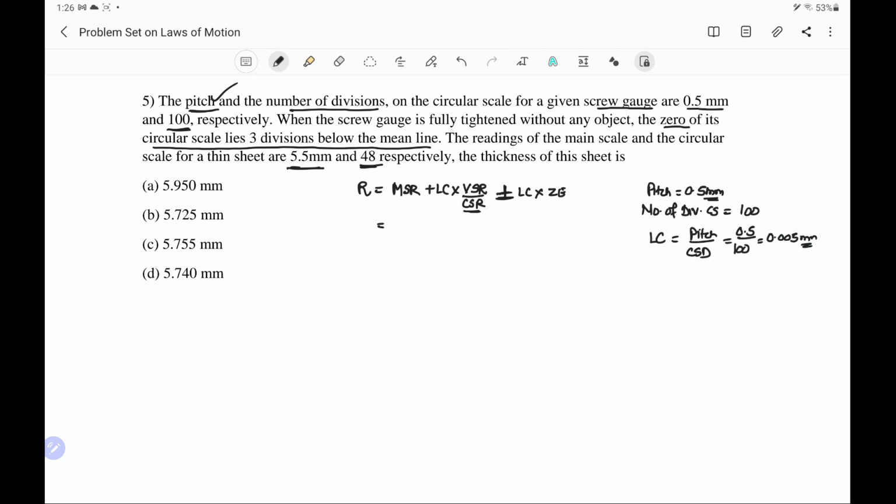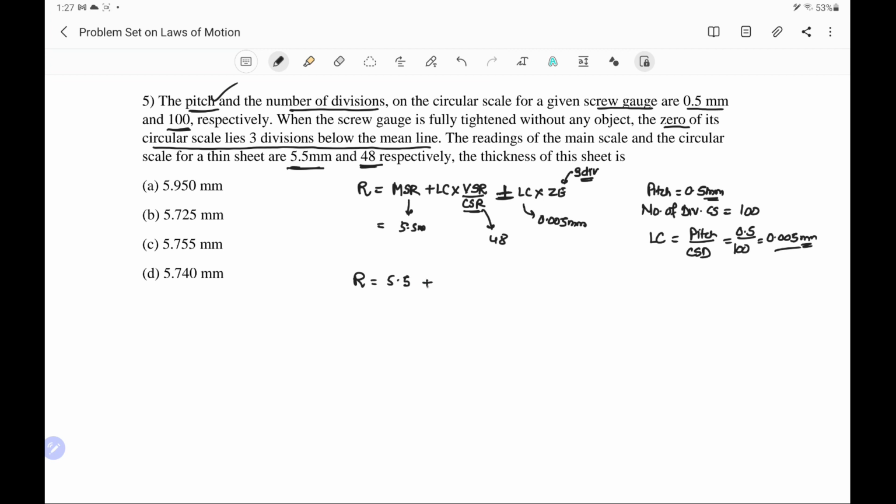When screw gauge is fully tightened without any object, zero of its circular scale lies 3 divisions below the main scale. That means this zero error is 3 divisions. The reading of the main scale and circular scale for the thin sheet is, main scale reading is 5.5 millimeter, and the circular scale reading is 48. So using this data and least count we have already calculated, it is 0.005 millimeter.